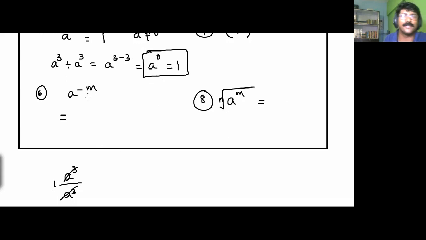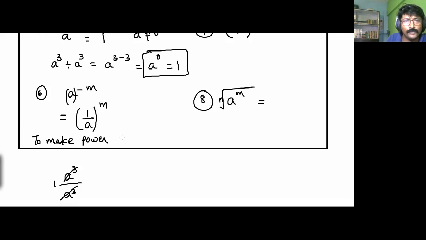What if the power is negative? Simple. Make the reciprocal of the base. The power will become positive, or the power will get reversed. How to make the power positive? Just take the reciprocal of the base. To make the power positive, you have to take the reciprocal of the base.